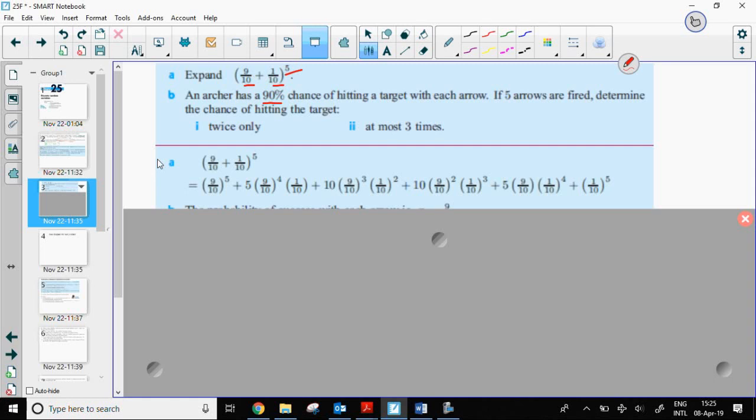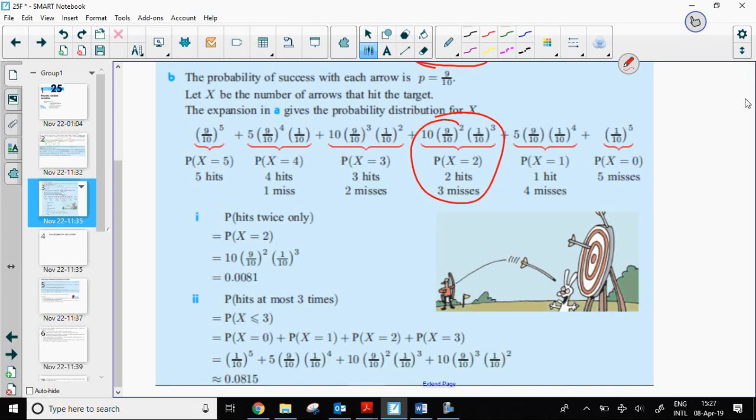So looking at our expansion, the probability of hitting the target twice only. That means we're going to have 2 successes but 3 failures. I'm looking right here. So we're just grabbing our calculator and multiplying that out. 10 times (9/10) squared times (1/10) cubed. And we got our decimal right there.